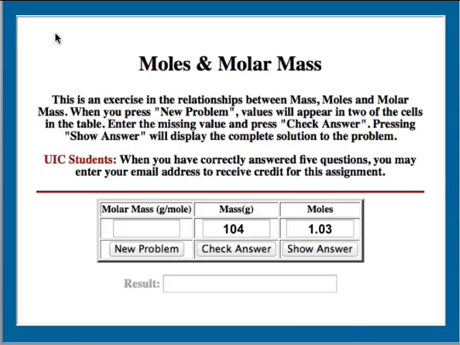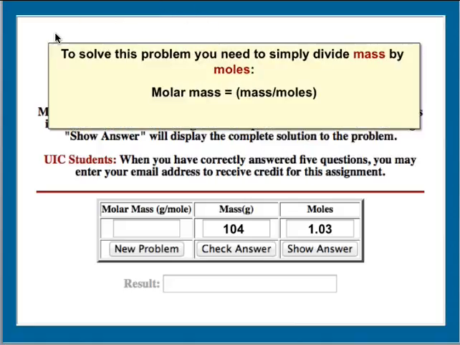Now, molar mass, remember, is nothing more than mass or grams divided by the number of moles. So here we have grams and moles. By definition, molar mass is grams divided by moles. Molar mass is mass divided by moles. So here we plug in our mass of 104, our moles 1.03, and we get 100 grams per mole.